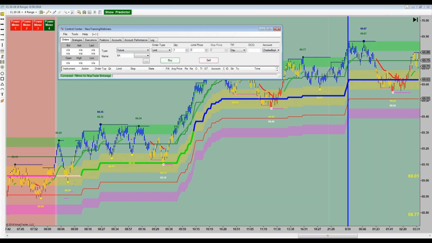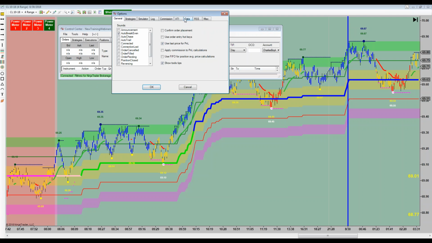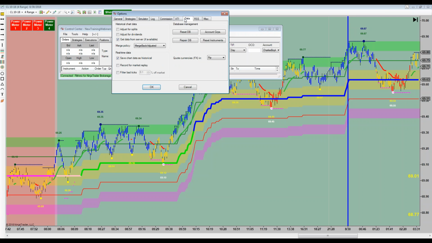Okay. Now, before you log into your data connection, you go into Tools, Options, Data tab. This is what I do every morning when I start up. Bring up Ninja. All my charts are there, ready to go. I go to the Data tab. I hit Repair Database.